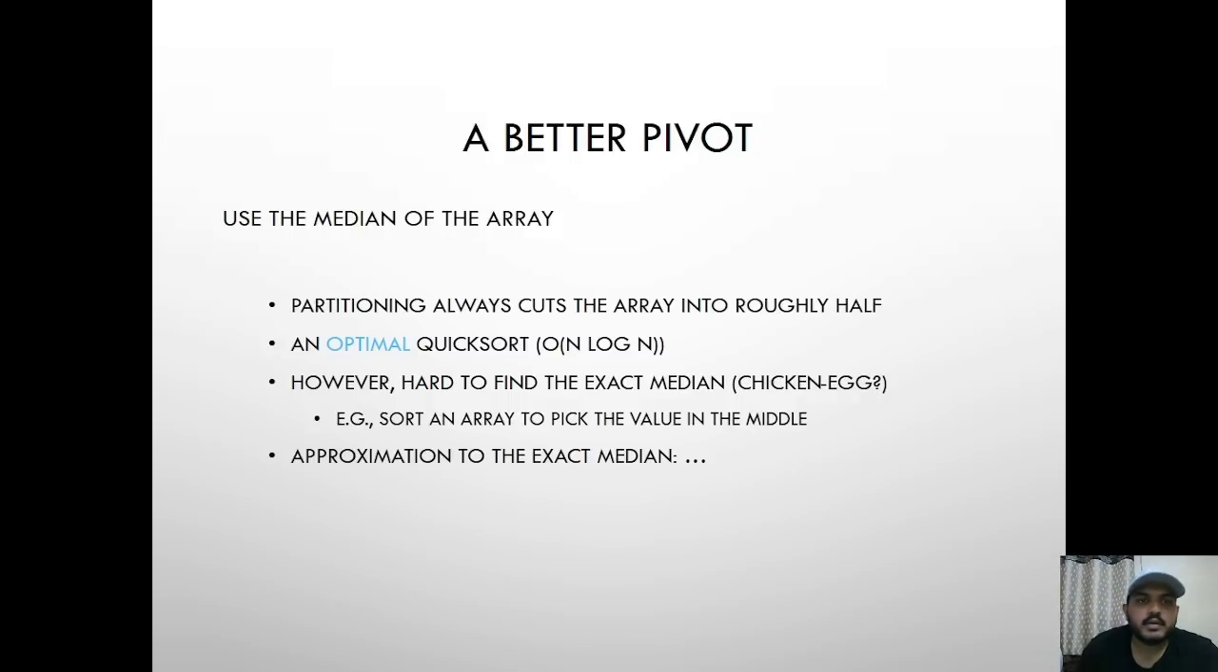Next, the better pivot. Here it uses the median of the array, partitioning the array into roughly equal halves. An optimal Quicksort is n log n, however it is hard to find the exact median. Here are some examples, like sorting an array to pick a value in the middle, and an approximation to extract the median.